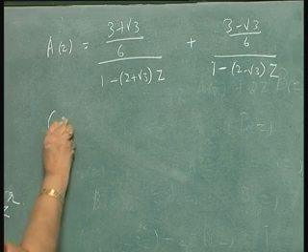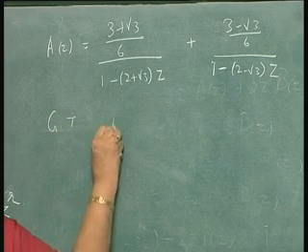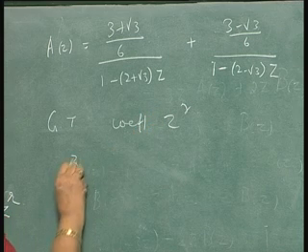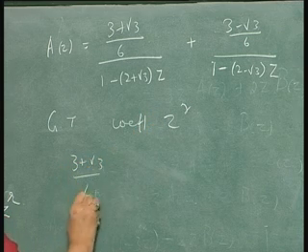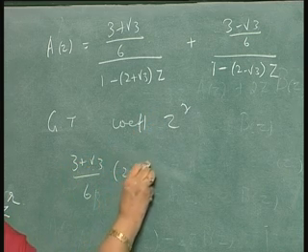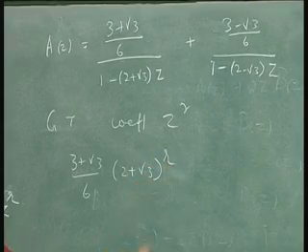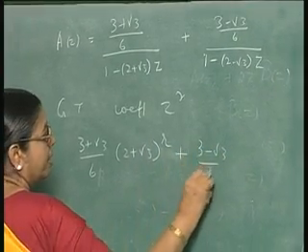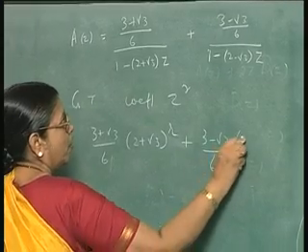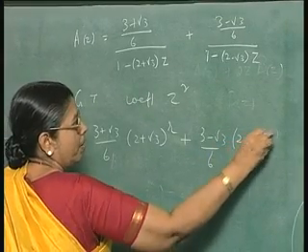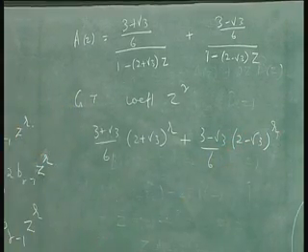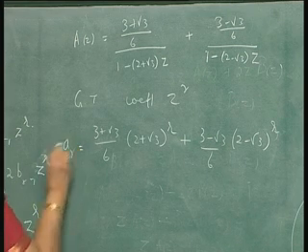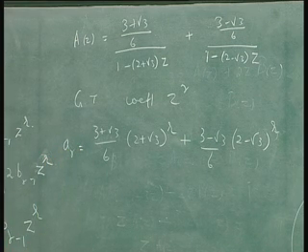So, the general term, the coefficient of z power r, will be (3 plus root 3) by 6 and (2 plus root 3) to the power of r, plus (3 minus root 3) by 6 and (2 minus root 3) power r. This will be the coefficient of z^r. So, this is the expression for a_r. a_r is given by this.